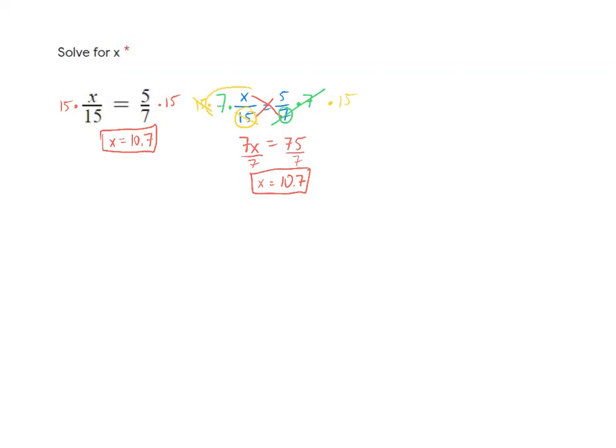So what I'm left with is the 7x on this side, and what I'm left with is the 15 times 5, which is the 75 on that side. So doing that cross multiplication is really just a way to multiply each side by the denominator on the other side to get rid of the denominators. That's really all that's happening there.